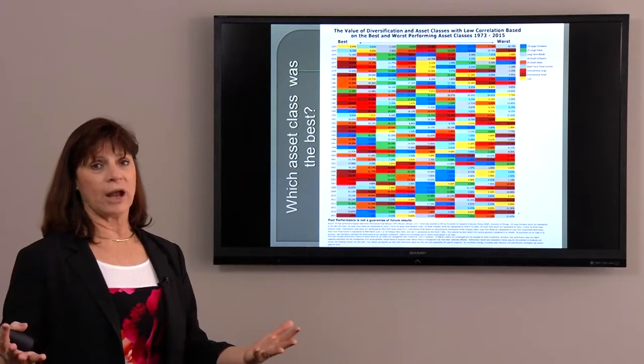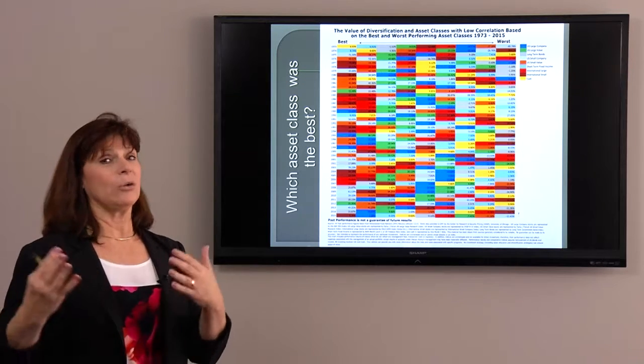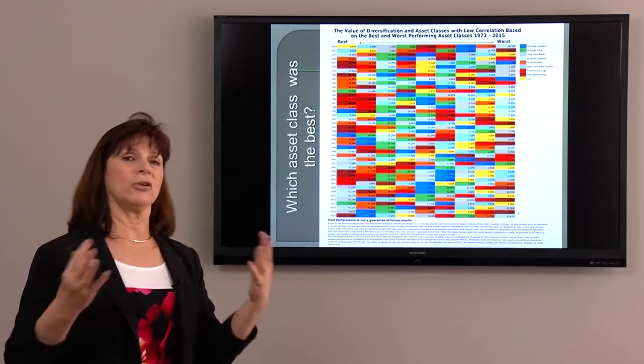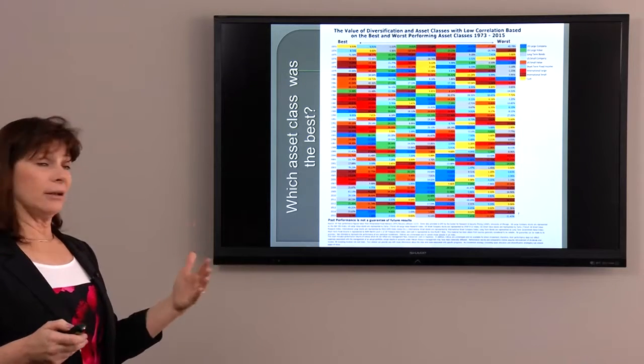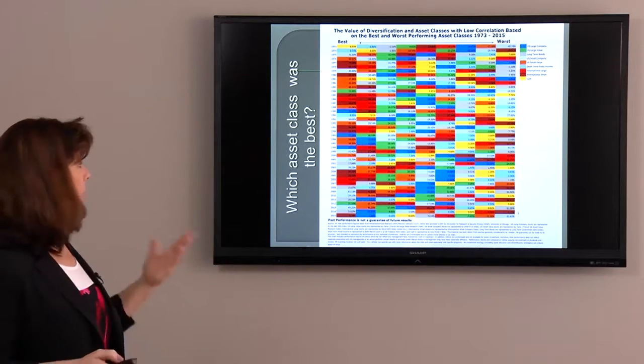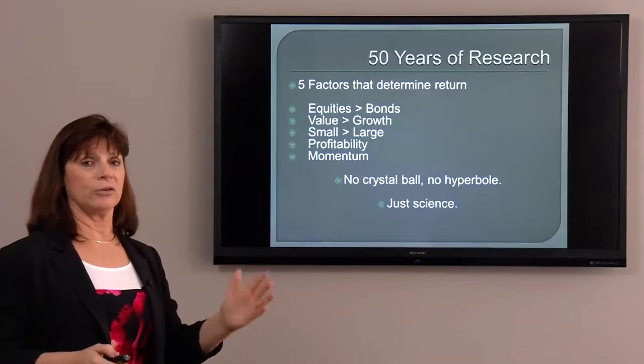We don't know what's going to happen. We can only look at the past and say, this is what they did. So if I don't know, then I'm not going to try to chase. I'm just going to try to own the whole market. And this quilt allows us to look at what happened in the past. But going forward, we need to have a strategy that incorporates all these returns.